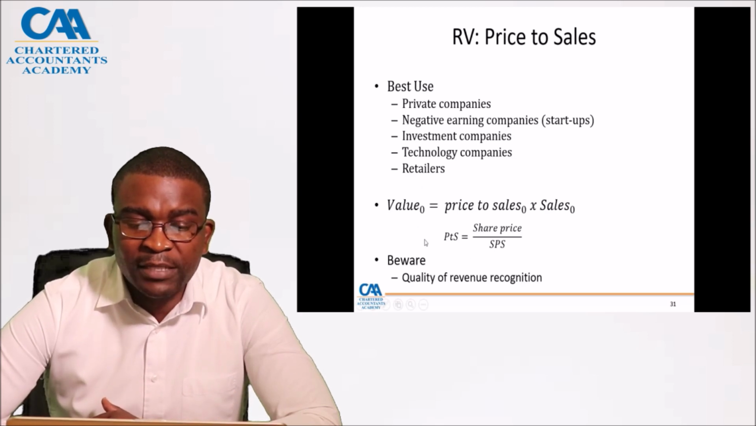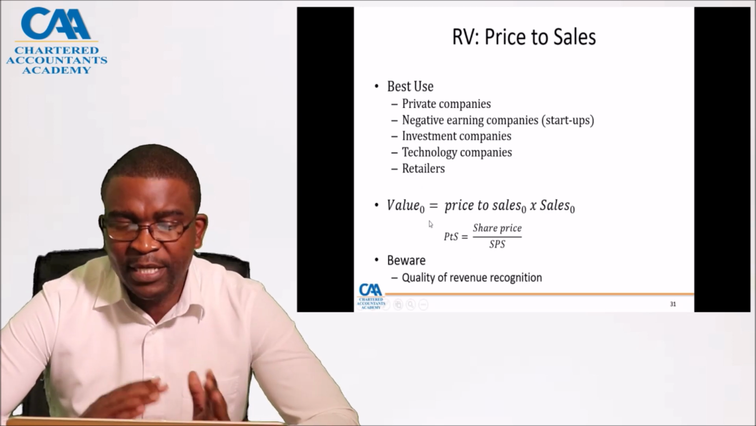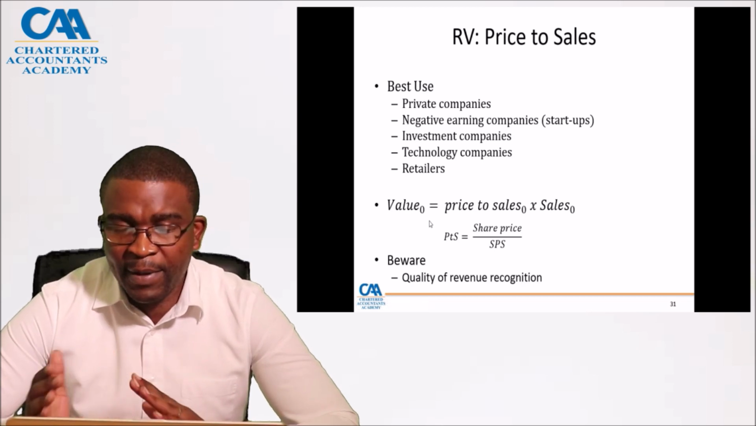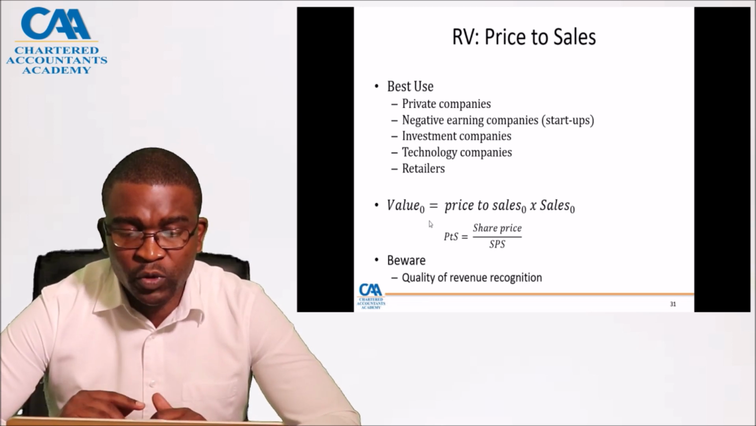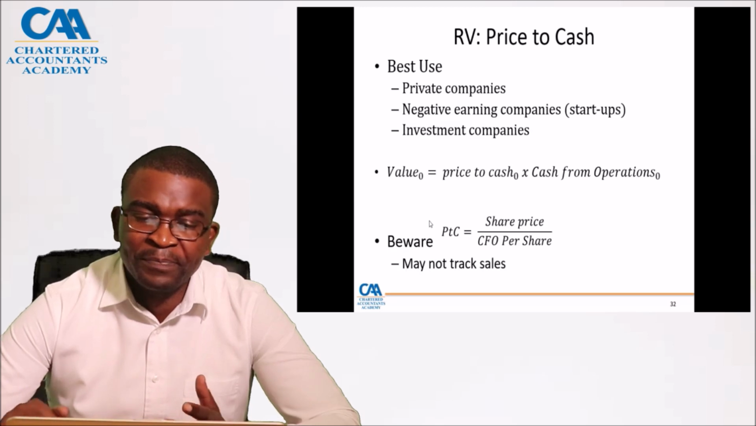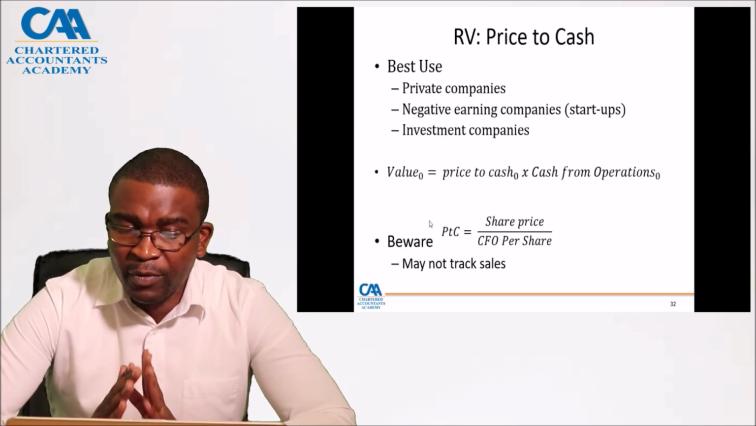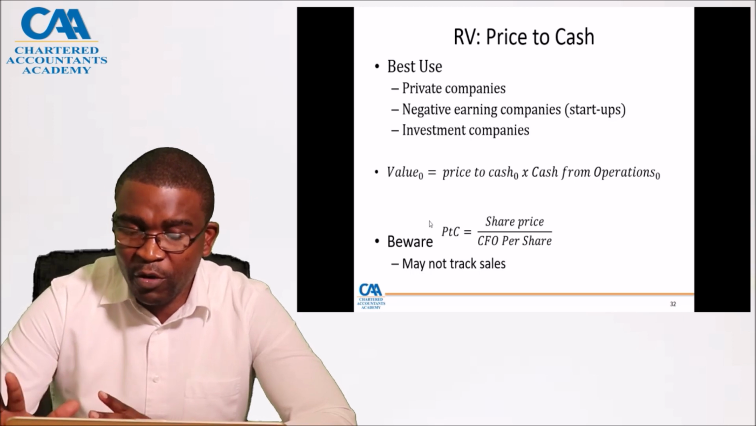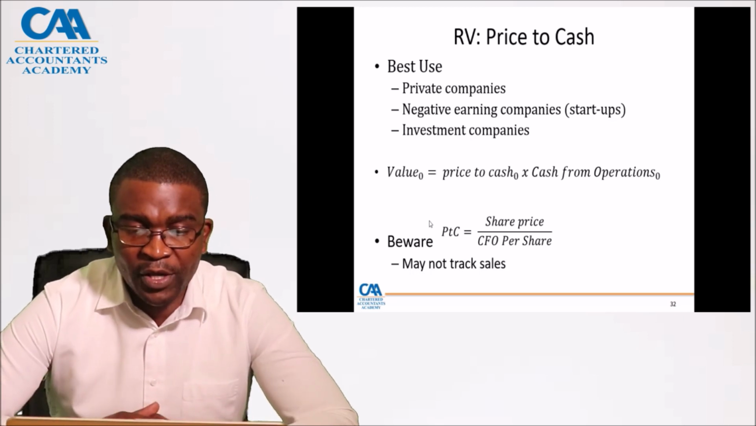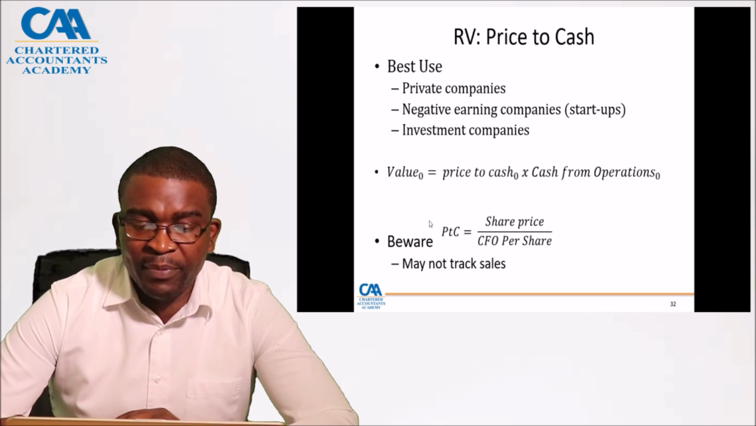Our multiple is your price to sales ratio, comparable company, multiplied by our sales. Remember, it's still maintainable sales going into the future, and we get the value for our business. Price to cash, exactly the same principles that you follow. What is the price to cash ratio based on a comparative company, and you compare it with a company and you value based on that.